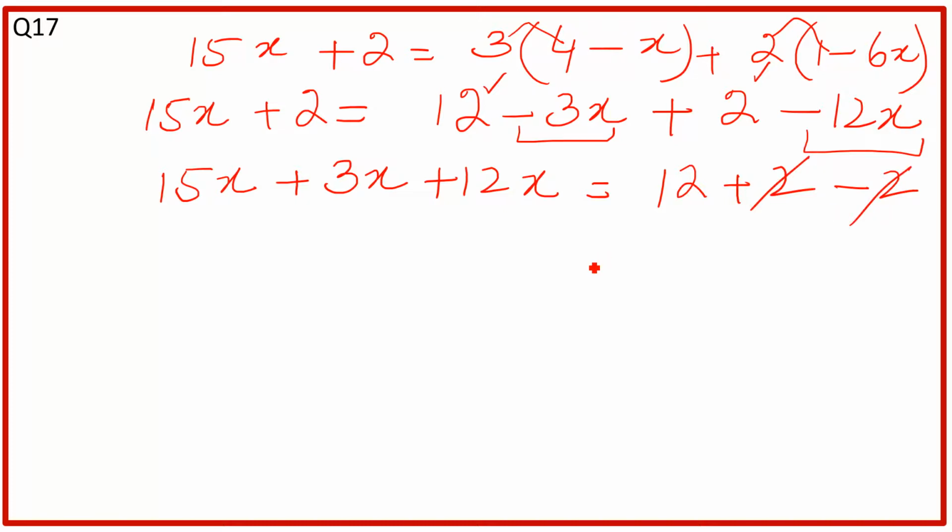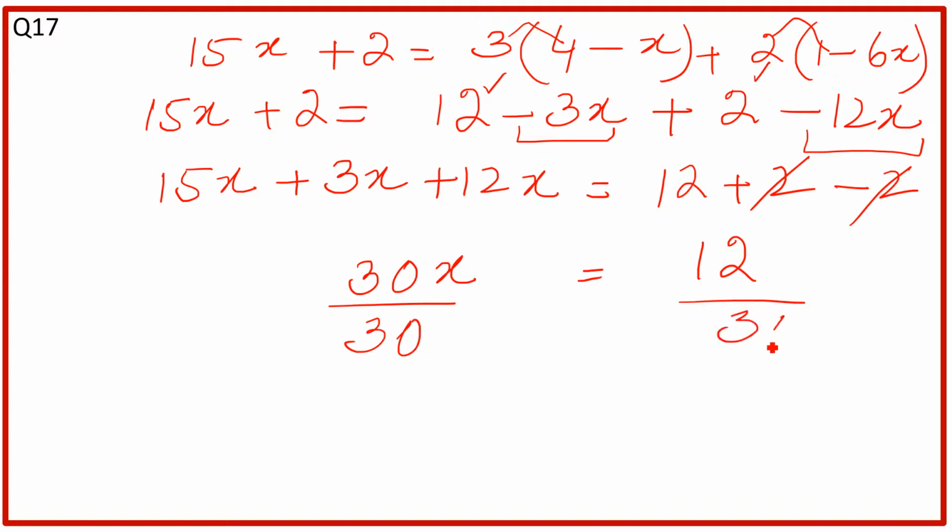So these two will cancel. Only we have 12 on the right hand side. Here is 15x and this 3x and 12x, which is equal to 30x. But we want only x, so what we have to do is divide by 30 here, divide by 30 here. So this will cancel each other.